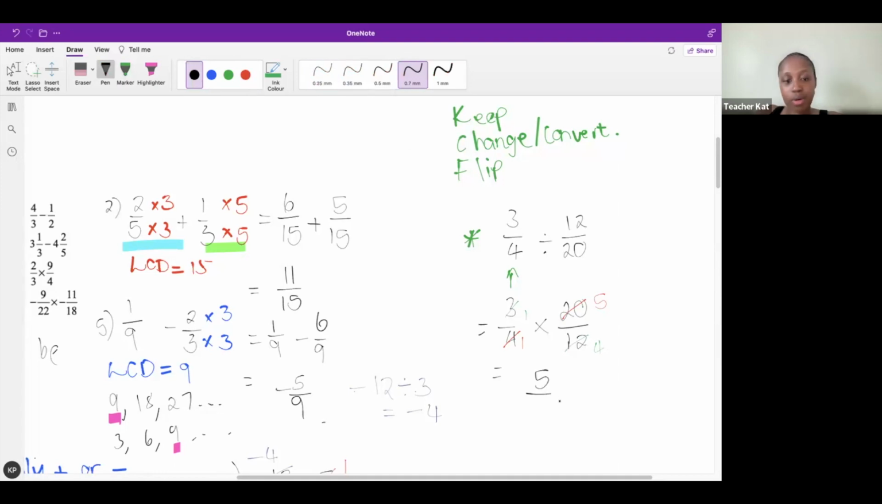5 over 1 times 4, over 4. And my simplified fraction is then what? Nice. 1 and a quarter.